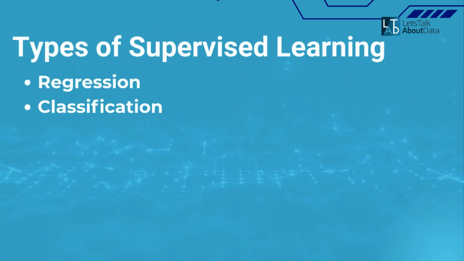Types of supervised learning. 1. Regression. Predicts continuous values. Example, house price prediction. 2. Classification. Predicts categories. Example, email is spam or not.